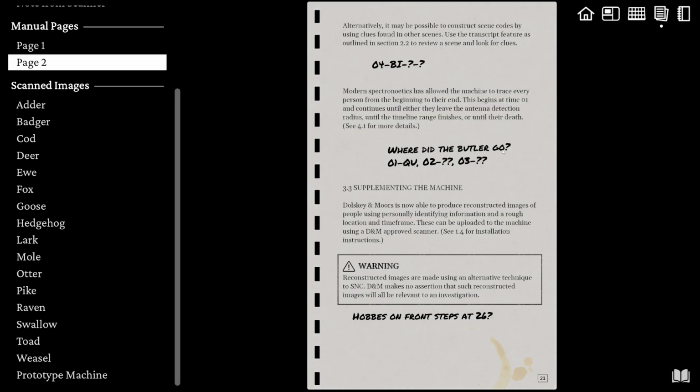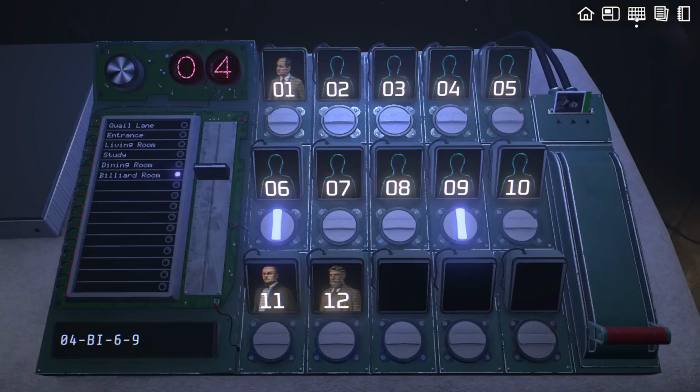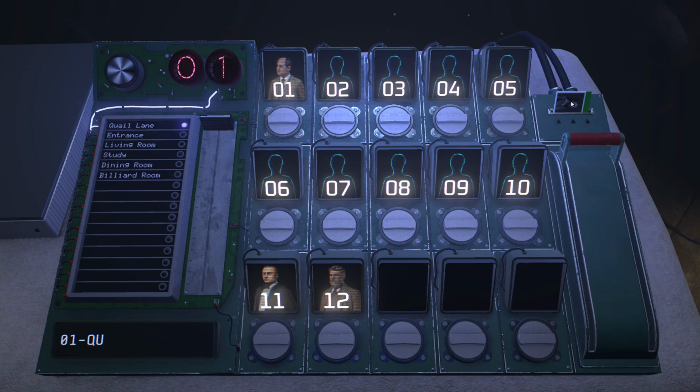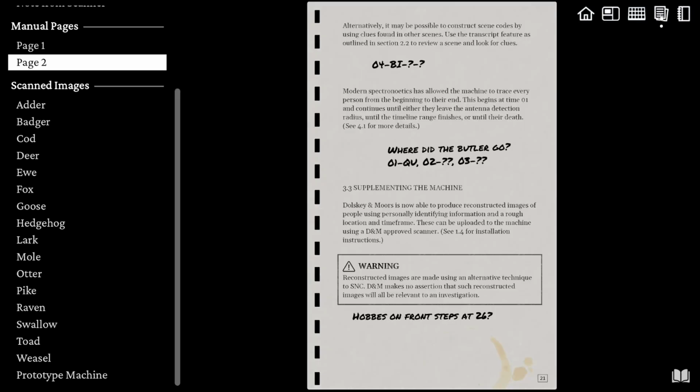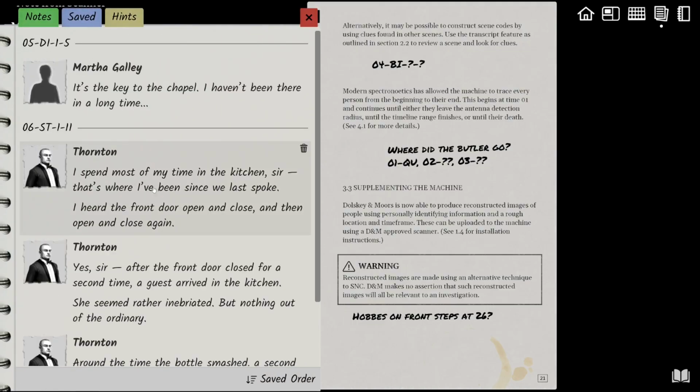Where did the butler go? Let's check if that works or not at all. Can I use it like this? No. Okay. So we need to know who the persons there are, where he went. That's why I made the notes here.